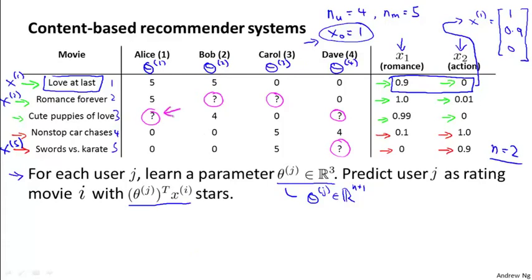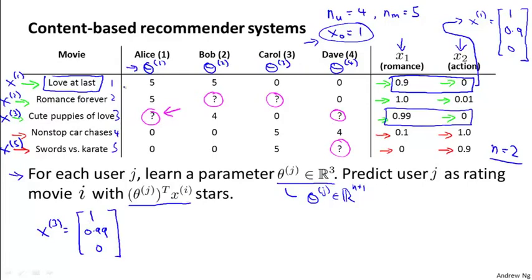So let's say we want to make a prediction for what Alice will think of the movie Cute Puppies of Love. Well, that movie is going to have some feature vector x^3, where x^3 is going to be equal to 1, which is my intercept term, and then 0.99, and then 0. And let's say for this example that we've somehow already gotten a parameter vector theta^1 for Alice. We'll say later exactly how we come up with this parameter vector. But let's just say for now that some unspecified learning algorithm has learned the parameter vector theta^1 and it is equal to [0, 5, 0].